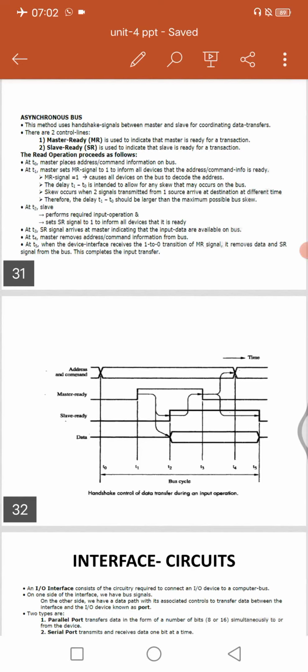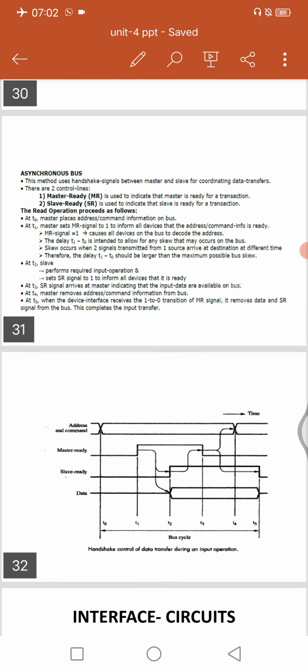So here, with the help of these timing signals, we can understand the status when we transfer the data. So this is the asynchronous bus.